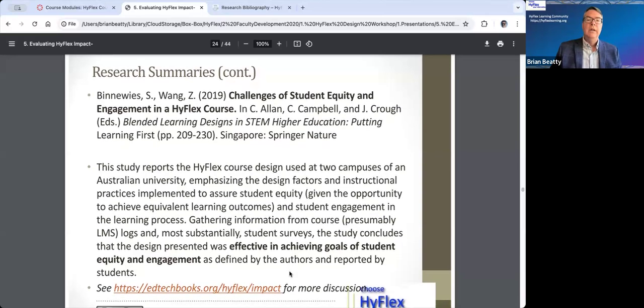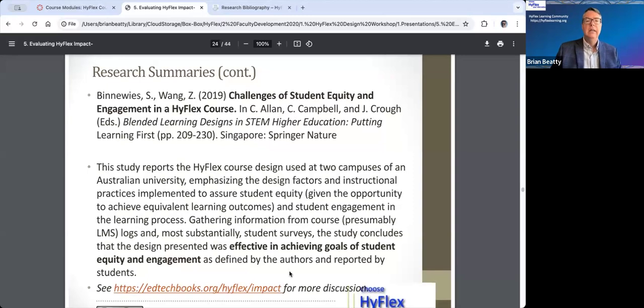This one was looking at student equity and engagement. So when we have studies looking at student equity, we have to dig into them a little bit. Well, what do you mean by equity? Do you mean grade equity? Do you mean the experience of equity from a traditional kind of social justice equity perspective? Right. So what we're looking at here, this one is looking primarily at student learning equity.